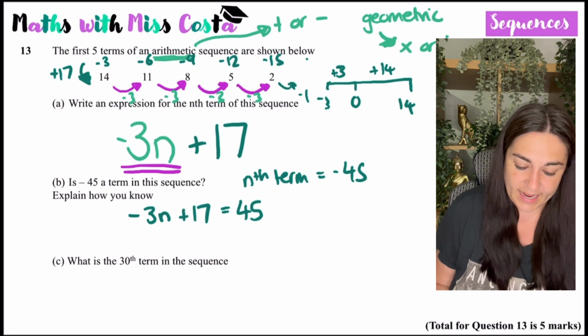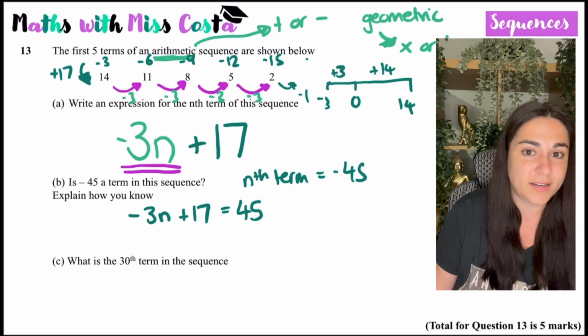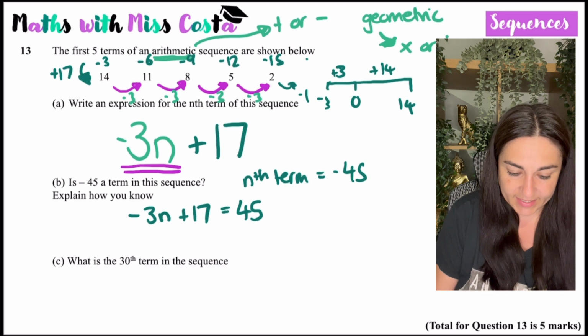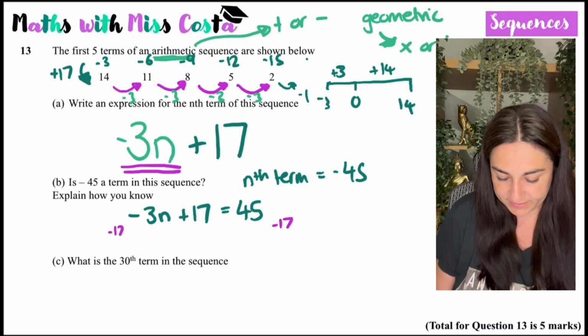So if it said n is 3, then you'd be like, yes, it's the third term. If it's a decimal, it means it's not in the sequence. So let's see what we'd do. If we were to solve this equation, the first thing I'd do is I'd take 17 from both sides.